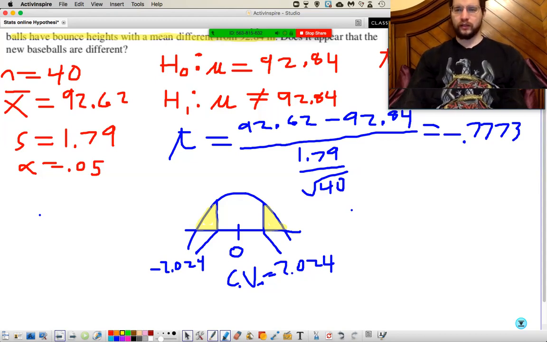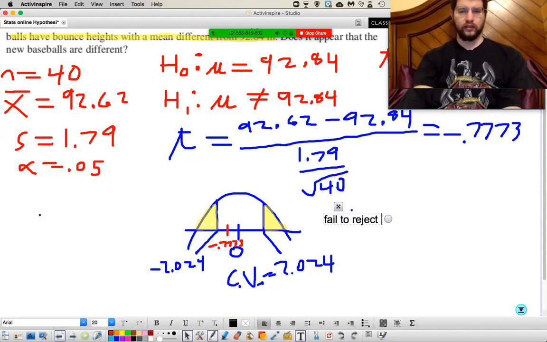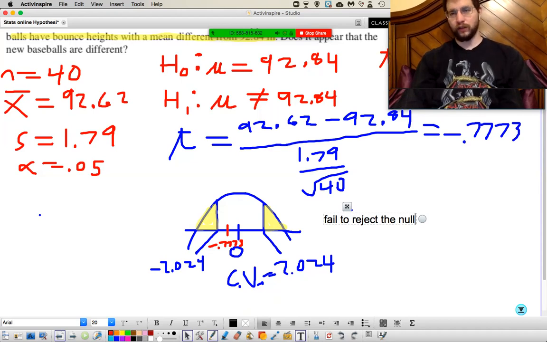Our test statistic, put it in red, was negative 0.7773. That's right here. That means we fail to reject the null. It's outside the rejection region, so we do not reject the null.